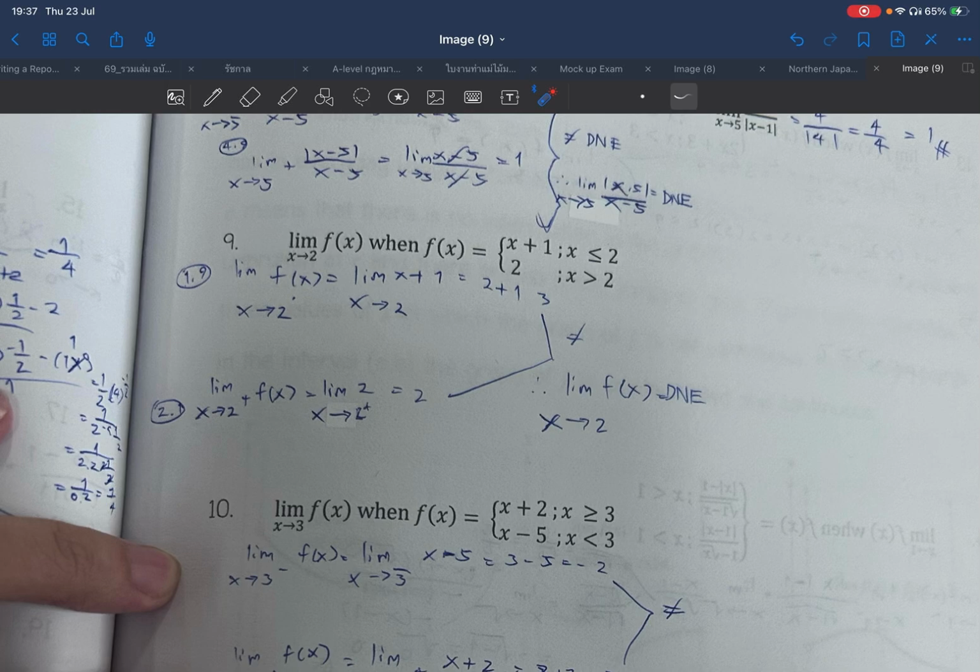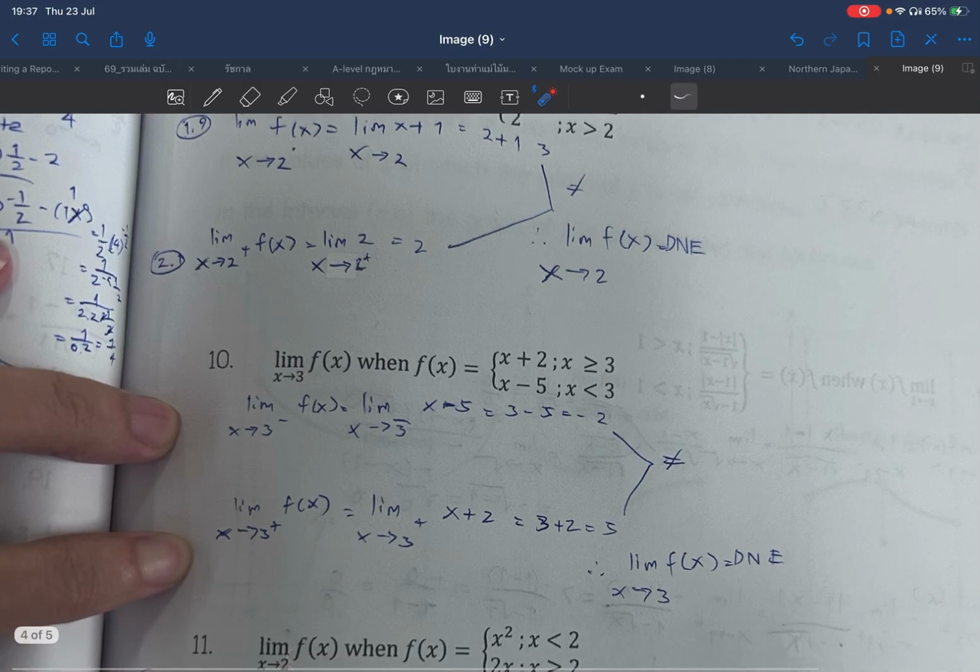And for the right-hand limit, the function is constant at 2. So since 3 and 2 are not equal to each other, the limit does not exist.